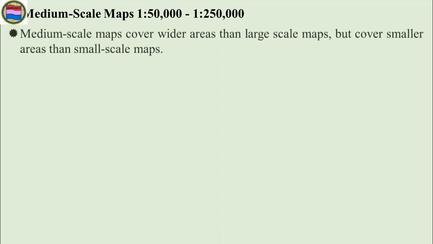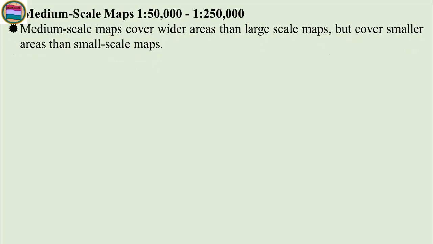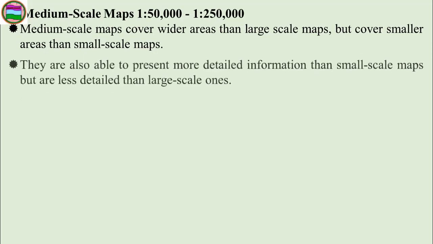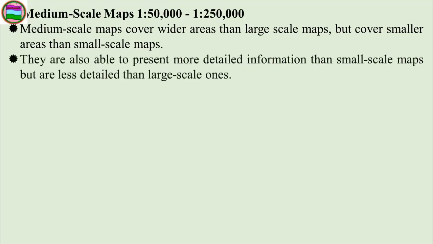The second one is the medium scale map, and the scale is in between 1:50,000 up to 1:100,000. This medium scale map covers a wider area than large scale maps, but covers a smaller area than small scale maps. So they are also able to present more detailed information than the small scale map, but less detailed information than large scale maps.